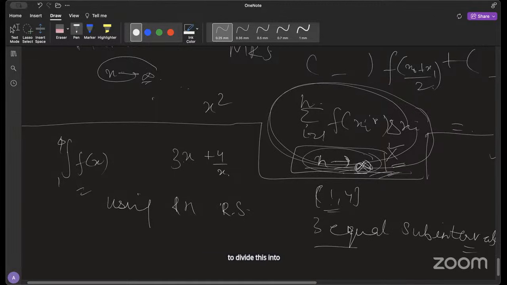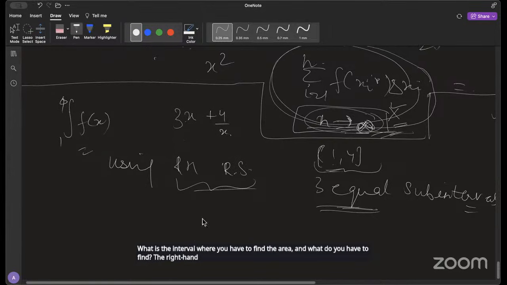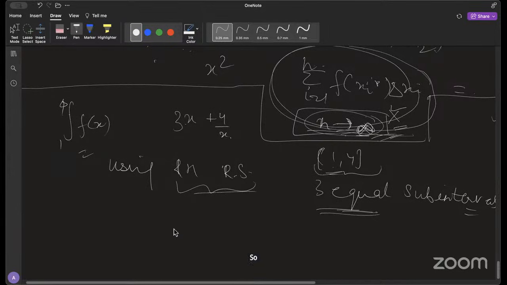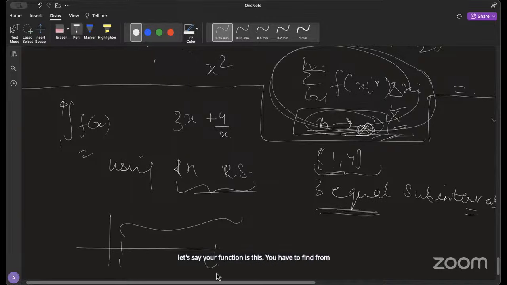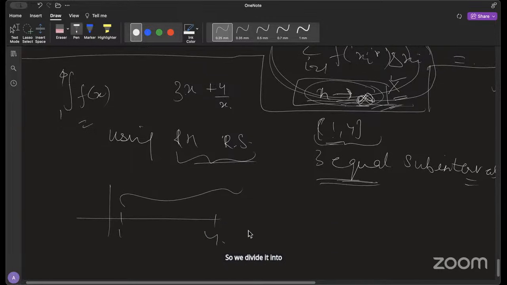All of these things will be given to you in questions. How many parts do you have to divide the interval into? What is the interval where you have to find the area? And what do you have to find? The right-hand Riemann sum. So let's say your function is this. You have to find from 1 to 4. So you divide it into 3 equal subintervals. So it will be 1 to 2, 2 to 3, and 3 to 4.